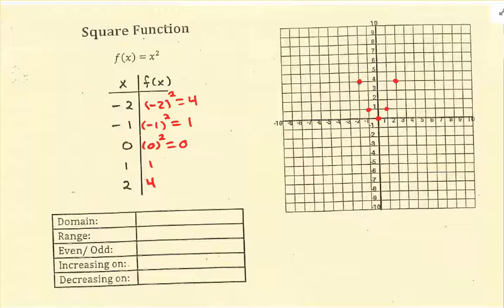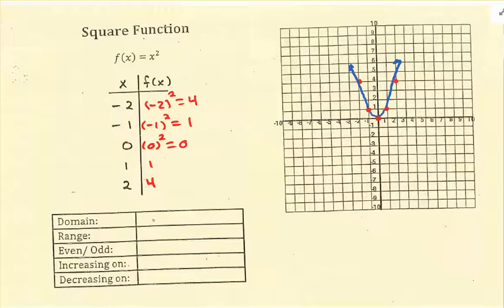So what I'm going to do is start connecting these points that we just plotted, and I'm going to extend beyond the first and last points that we plotted. And this kind of graph is called a parabola, as you may already know. So that is what the graph of the square function looks like. Now let's go ahead and discuss some details regarding it.